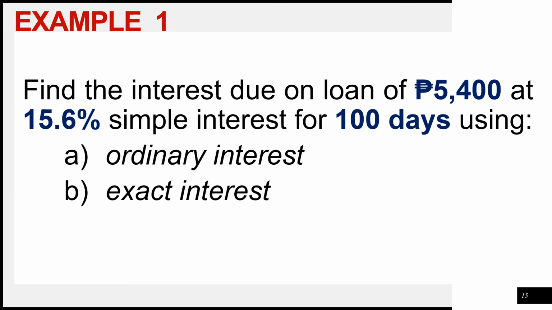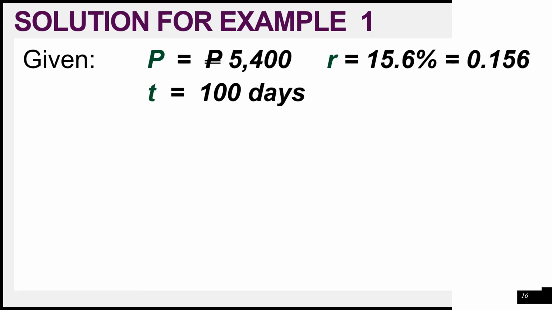So for this scenario, we will be solving using the given data in two different ways, the ordinary and the exact interests. Here's the solution for example number 1. We have the following given data. Our principal amount is 5,400 pesos. Our rate is 15.6%, which is converted to 0.156. And our term is 100 days.